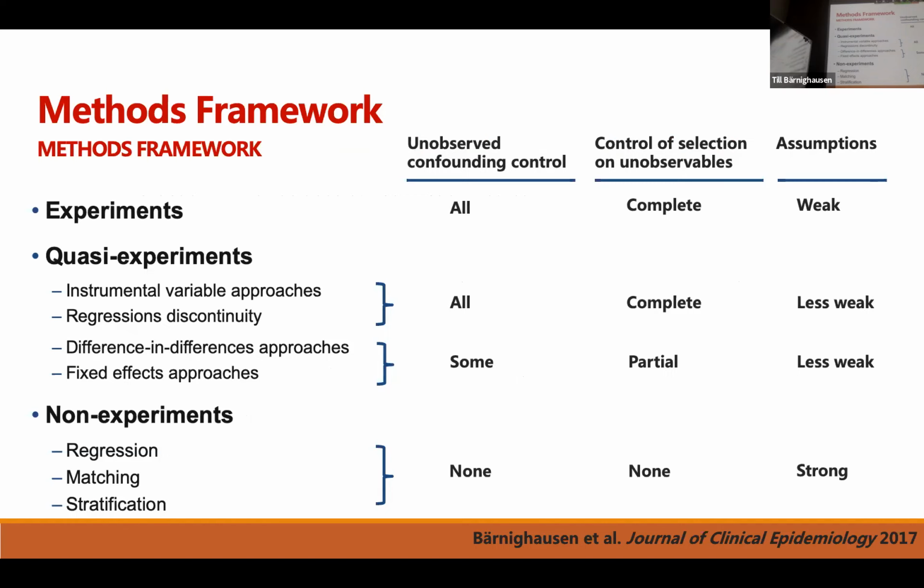First, the experiments, the randomized controlled trial. We know if it's fully randomized, the two groups are exchangeable. So we don't need to make other assumptions to say this is a causal evaluation, this is a causal relationship. We don't need to make additional assumptions. And unobserved confounding, control of selection on unobservables, we can control all the confounding factors. So that is the ideal experiment.